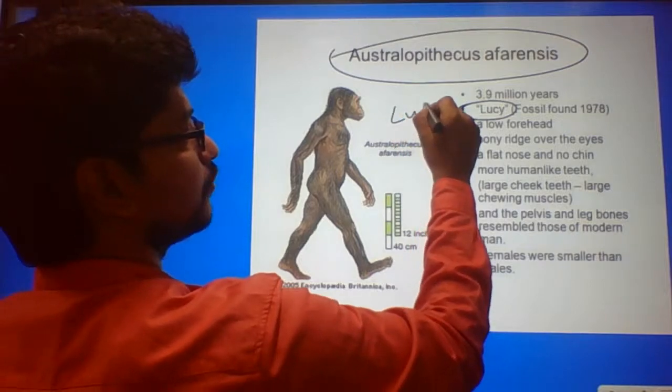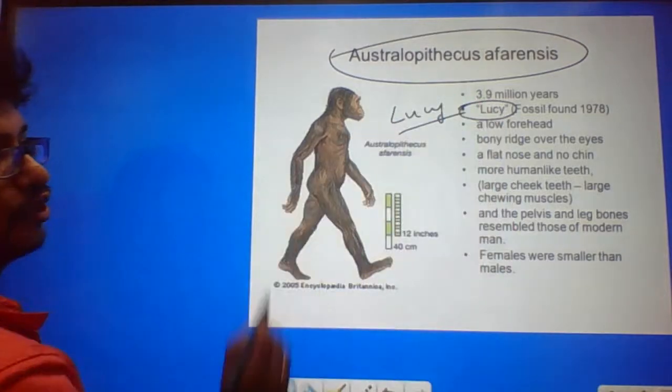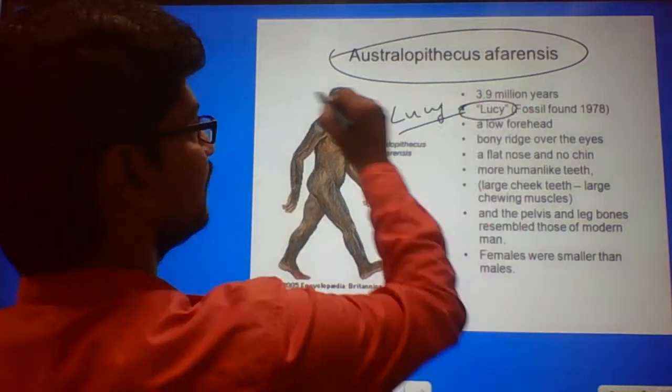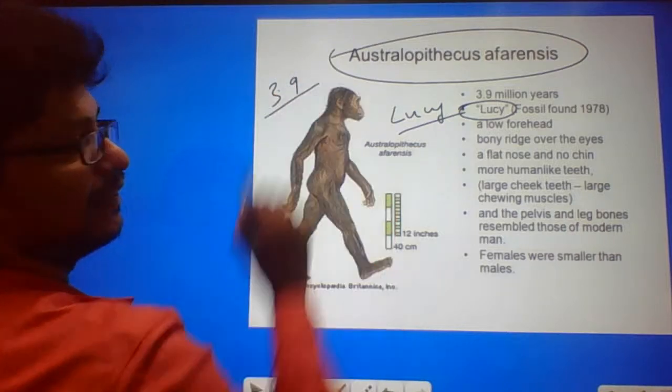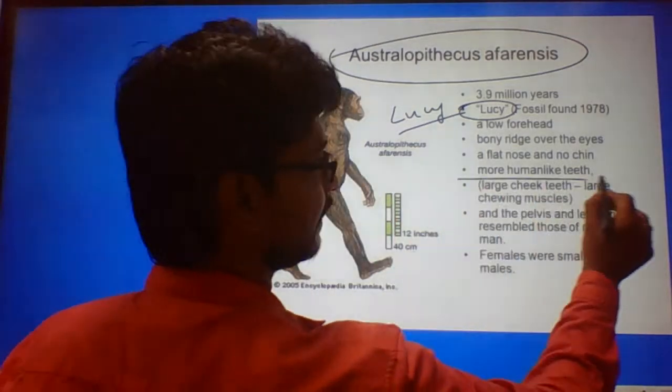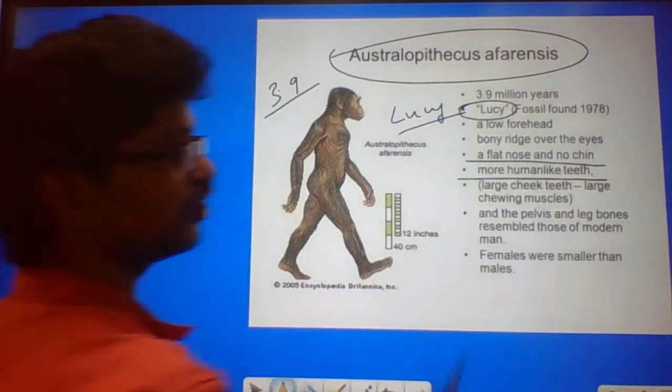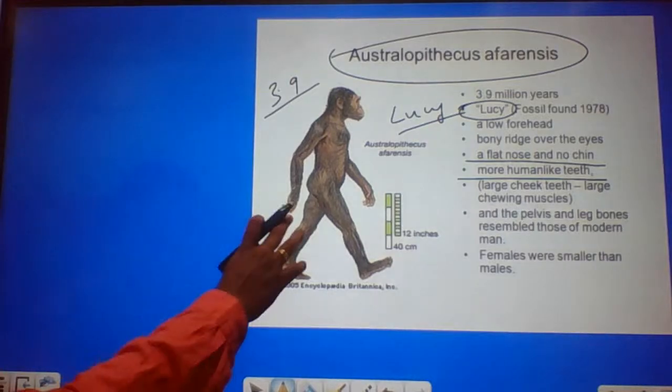This part you get questions. Lucy. Lucy is Australopithecus, 3.9 million years ago, with more human-like teeth. You have the flat nose and no chin over here, then a bony ridge over the eyes.